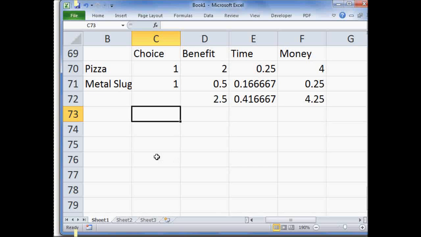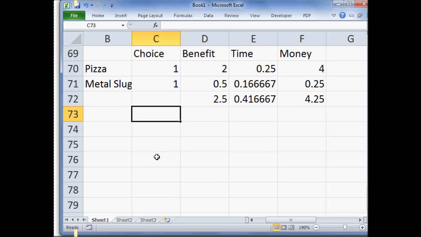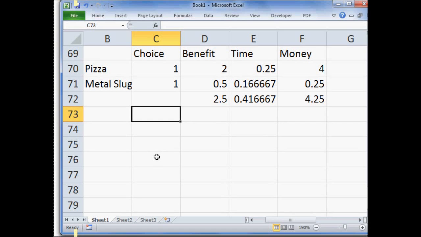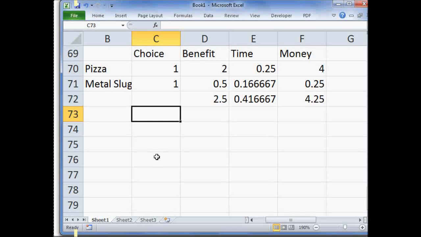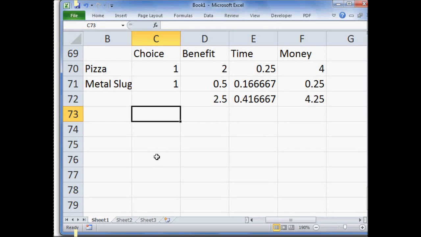Okay, so last time we set up a problem where we had a girl at an arcade who was choosing between pizza and Metal Slug. And so now we want to solve this using two different methods. And the first method we're going to use is the corner checking method.